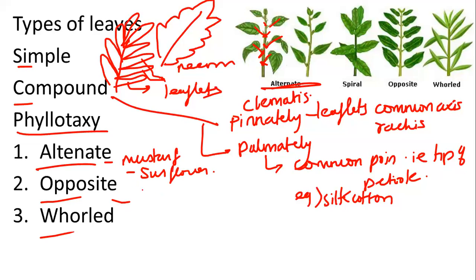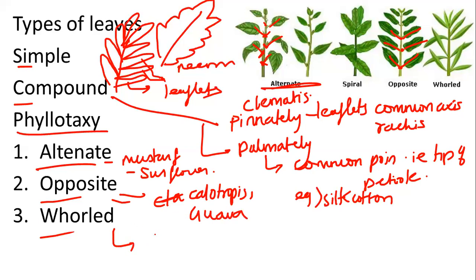Opposite means a pair of leaves will arise from each node. In opposite, this is one single node from where two leaves are produced, arranged in opposite manner. This is called opposite phyllotaxy. Examples are Calotropis and Guava, the two examples of opposite.